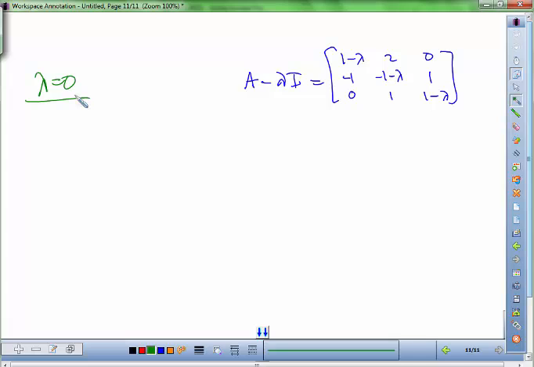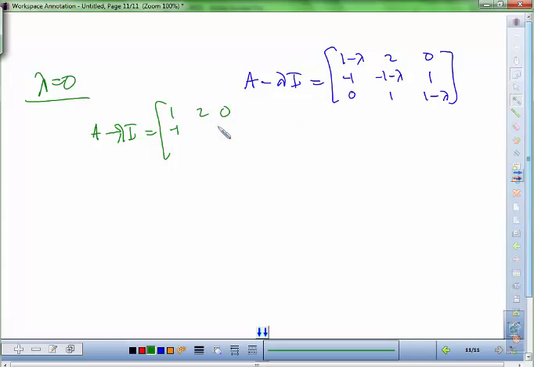So let's explore this eigenvalue, eigenspace, and eigenvector for this. A minus lambda I. Lambda is equal to 0, so we got 1, 2, 0, negative 1, negative 1, 1, 0, 1, 1. And then we want to row reduce this and find the null space. So 1, 2, 0, minus 1, minus 1, 1, 0, 1, 1. Let's find the null space of this.